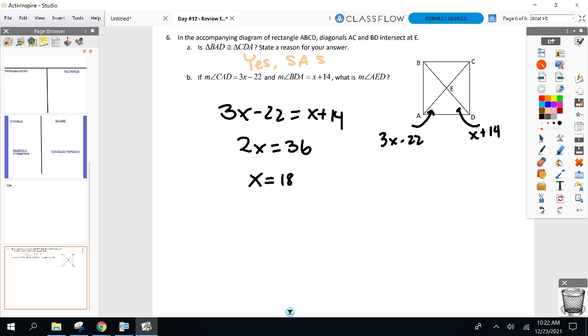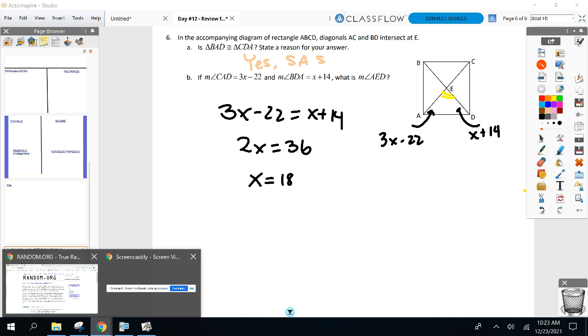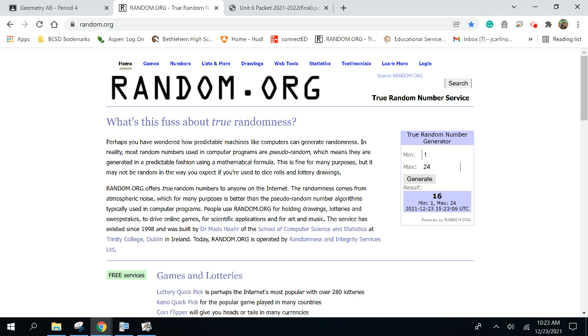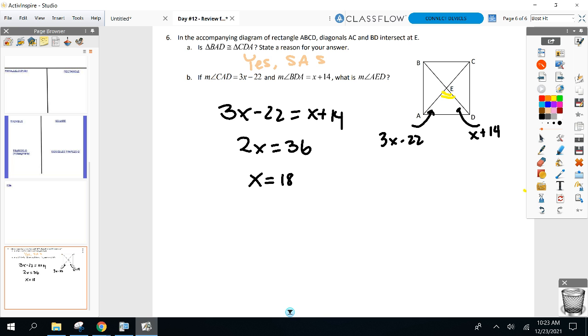I'm looking for angle AED, this top one. So how do I get to that angle? I'm still going to be crushing you here. 16. You could plug in the x to 3x minus 20. Okay, and that won't be my answer, but what do I keep doing with those? You'll subtract them by 180.